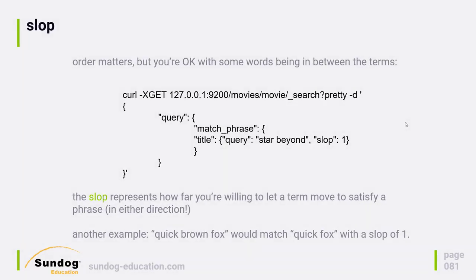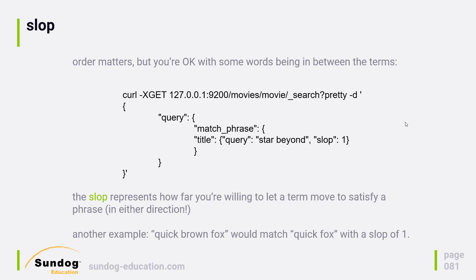that let you do some pretty cool things. Let's say that you care about the order of search terms, but you don't care if they're exactly together, right next to each other. There's something called the slop value, and the slop represents how far you're willing to let a term move to satisfy a phrase in either direction. So if I want to search for quick fox, but I want the phrase quick brown fox to still match, I could say quick fox with a slop of 1. And by saying Star Beyond with a slop of 1, that would match Star Trek Beyond, but it would also match Star Wars Beyond if such a film existed.